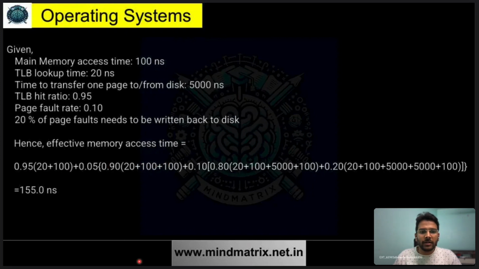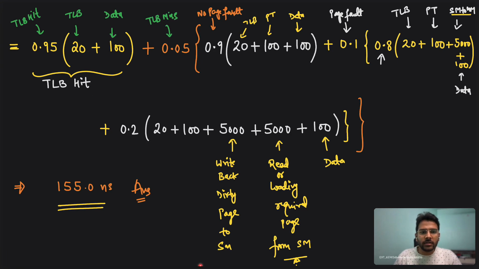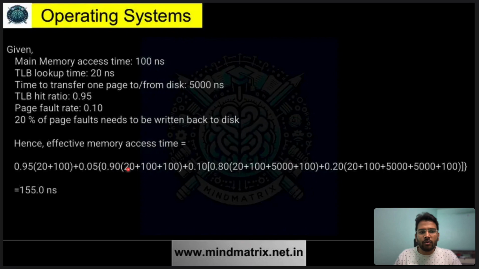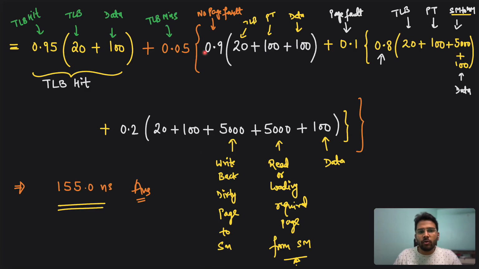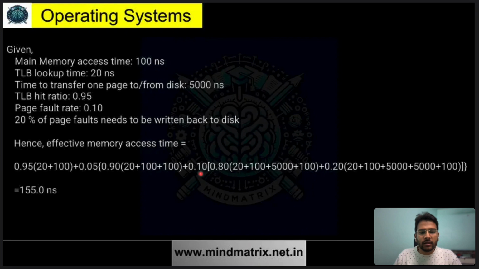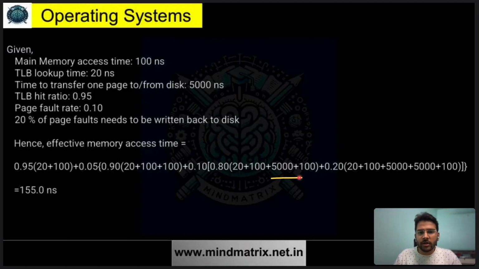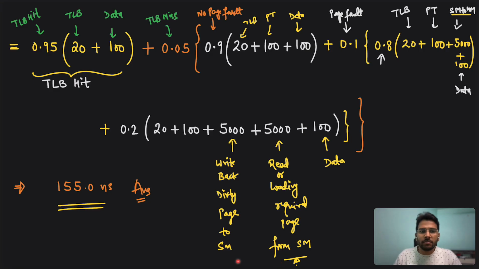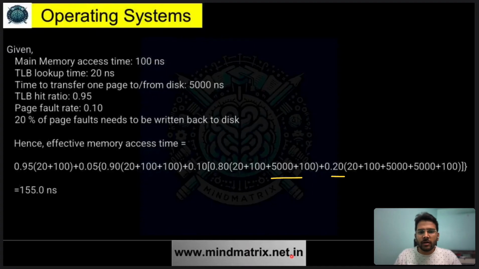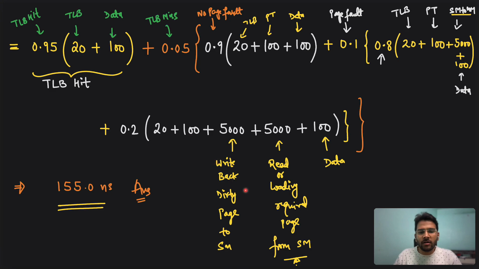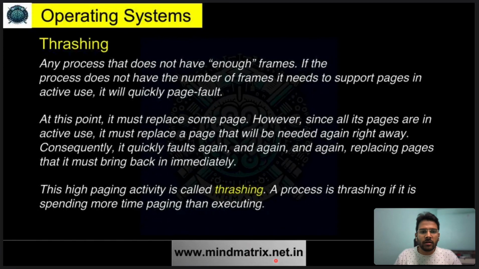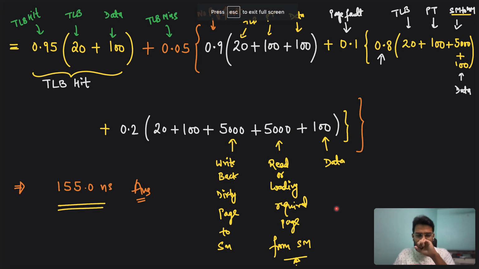So 0.95 into 20 plus 100, yes. Then 0.05 into 0.9 of 20 plus 100 plus 100, that is correct. Then 0.1 of 0.8, then 20, 100, 5,000, 100, that is also correct. Then 0.2 for 20% of the page faults: 20 plus 100, then 2 times 5,000, plus 100. So that is what we are getting. Yes, this is absolutely correct. So 155 nanoseconds is the answer.